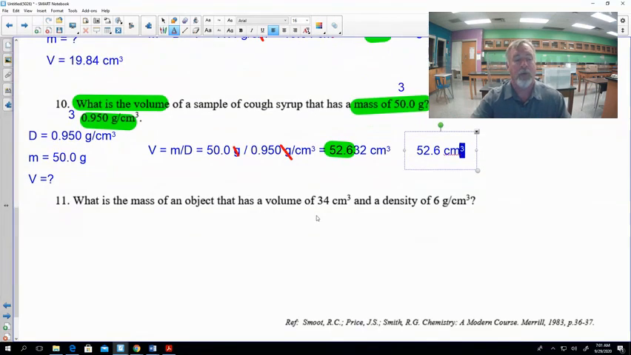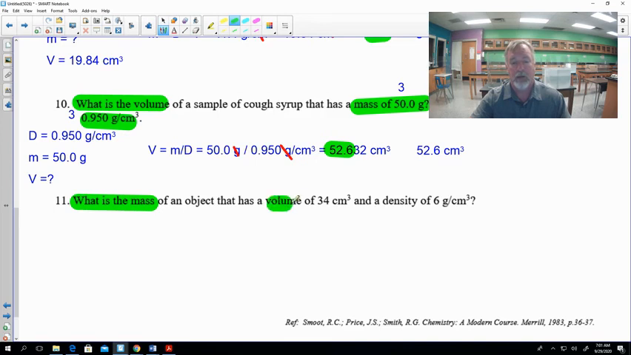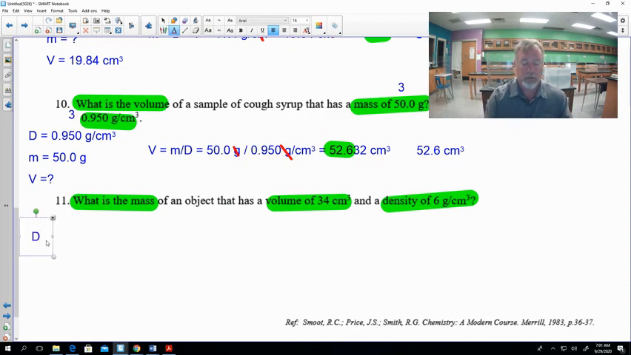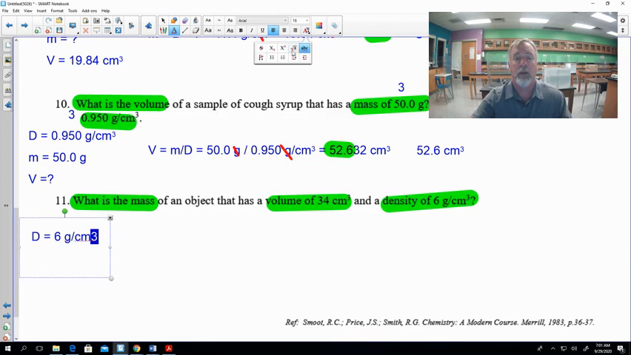All right, one more for today, guys. What is the mass? That's what we're looking for. It tells us our volume and it tells us our density. So again, I want you to start off in your margin. Density equals 6 grams per cubic centimeter, and 1 sig fig in this one. Mass, that's what we're looking for. And volume, 34 centimeters cubed.